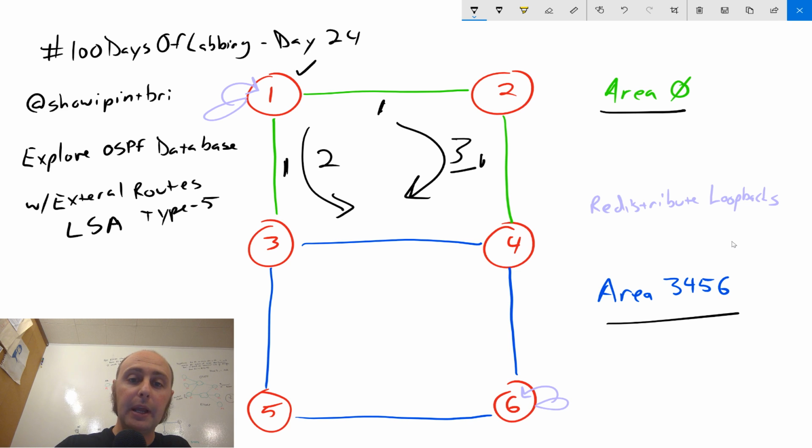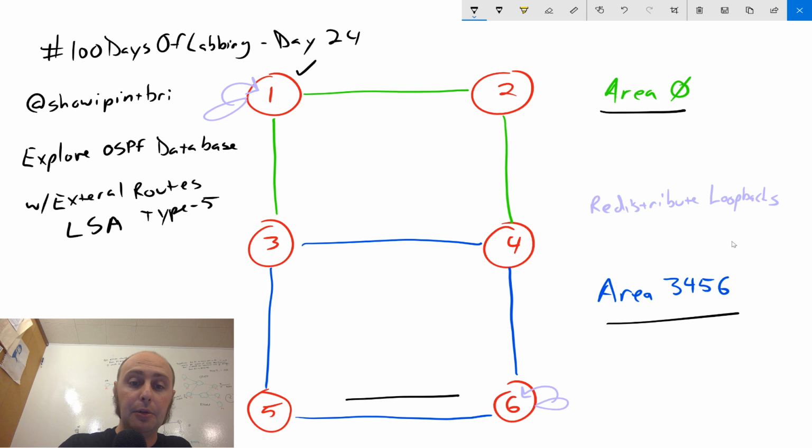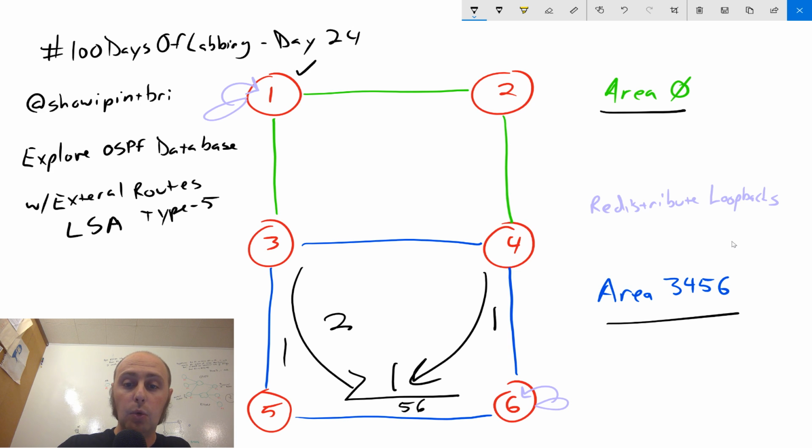So here we were looking at 56, and we were looking at it from the advertising router of 3 or 4. So here's 56. In order for router 3 to get to 56, it has a cost of 2 because 1 and 1. And in order for router 4 to get to 56, it has 1 and 1, which is a cost of 2. So it's the same either way.